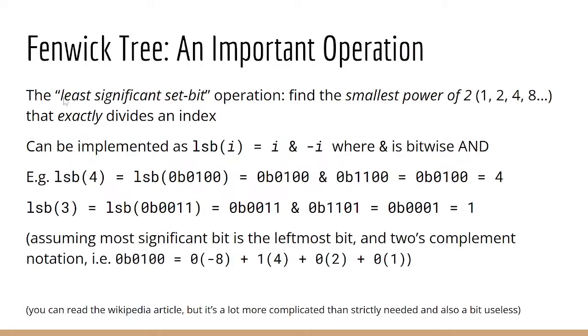So let's first consider this operation, which is the least significant set bit. It finds the smallest power of 2 that divides an index. For example, the least significant bit of 4 is 4, because 4 divides 4, but 8 does not divide 4. As you can see, you can calculate it using bitwise AND. So here is 0100 and 1100, which gives 0100. Similarly, the least significant bit of 3 is 1, because 1 is a factor of 3, but 2 is not a factor of 3.